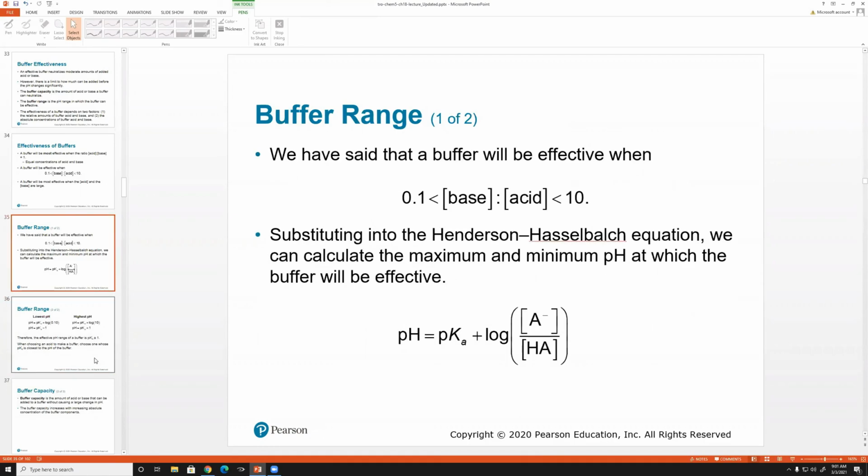Now, generally speaking, the 0.1 to 10, if you remember, pH is a log, right? The log of concentration. So it's a base 10 unit, meaning that the ratio of acid to base, if it's 10, it'll be the maximum effectiveness, or if it's 0.1, it'll be the minimum effectiveness. Now, the log of 10 is 1.